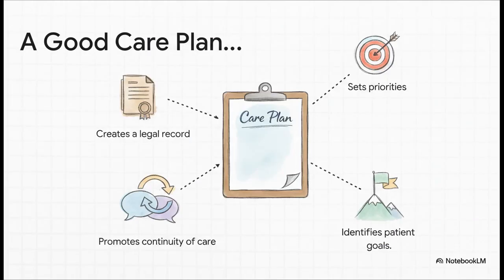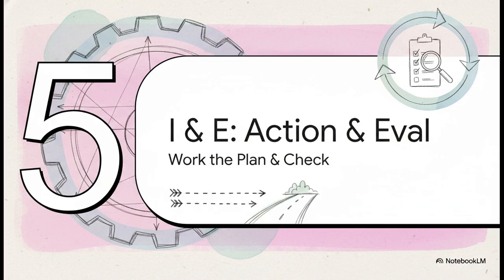So, what's the big deal about a good care plan? What does it actually do? Well, it's so much more than paperwork. It sets our priorities, it defines clear, measurable goals for the patient, and it makes sure our interventions are based on actual evidence. But maybe most importantly, it's the communication hub. It's the one document that keeps the doctors, the therapists, the patient, and all the other nurses on the exact same page.